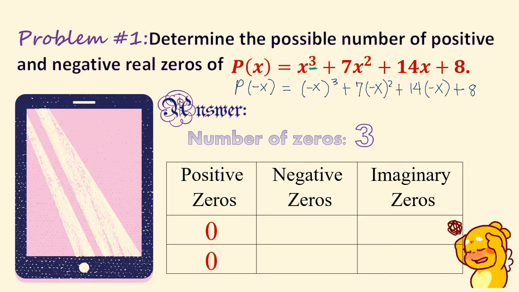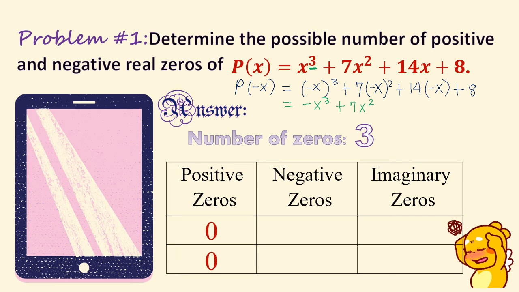So let's have negative x raised to 3. So negative x times negative x times negative x, we will still arrive with negative x cubed. Okay, next. Negative x squared will be positive x squared. So positive x squared multiplied with positive 7, so we will have positive 7x squared.